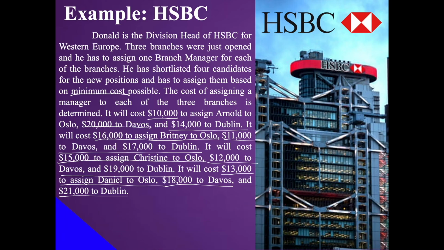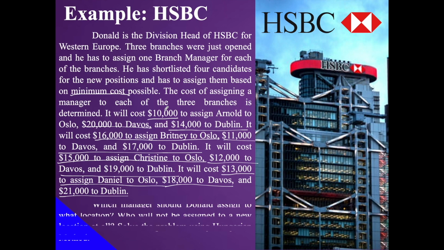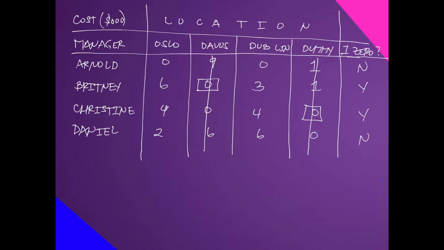So, balikan natin yung ating steps. Kapag daw natapos na natin yung row scanning, sabi niya dito, entry the passing line to the 0, otherwise skip that row. After scanning the last row, check whether all the zeros are covered with lines. If yes, go to step 2. And kapag hindi pa lahat covered with line, gawin daw natin yung column scanning. Na-cover na nga ba lahat ng 0? Check natin. Hindi pa, may 0 pa dito sa Oslo at sa Dublin, which is dapat ma-cover muna sila. Since hindi pa nako-cover, gawin daw natin yung ating column scanning.